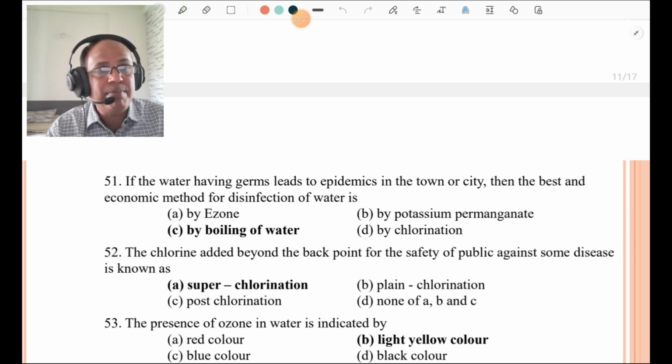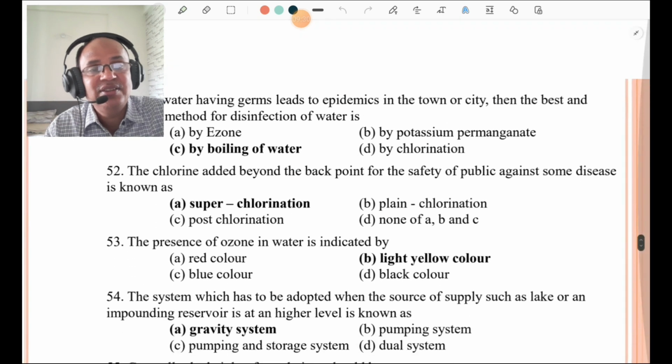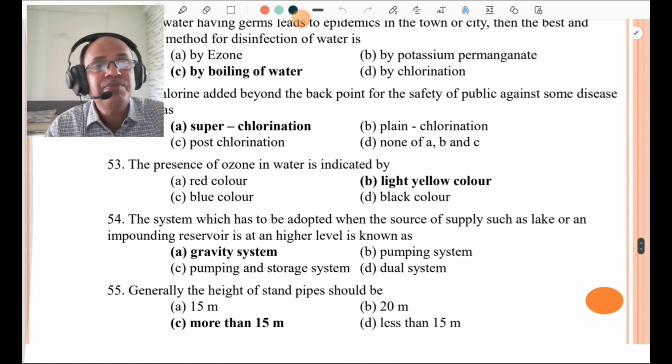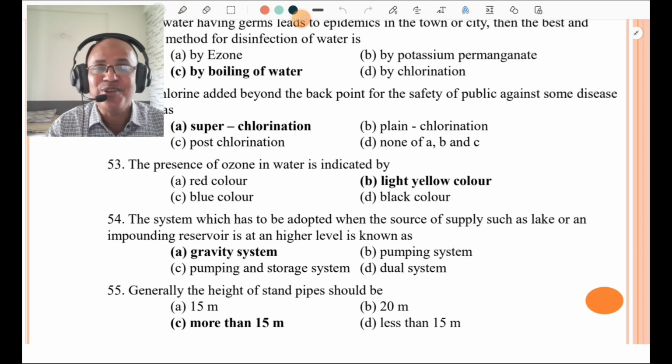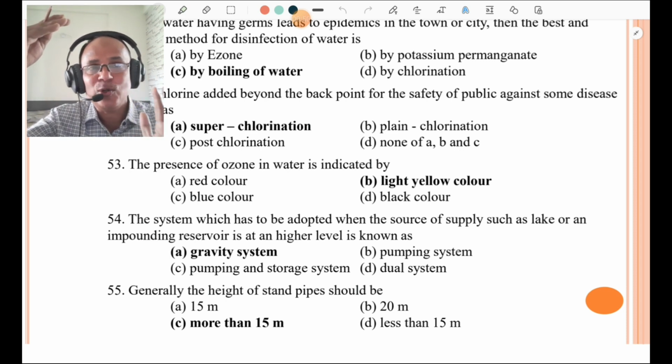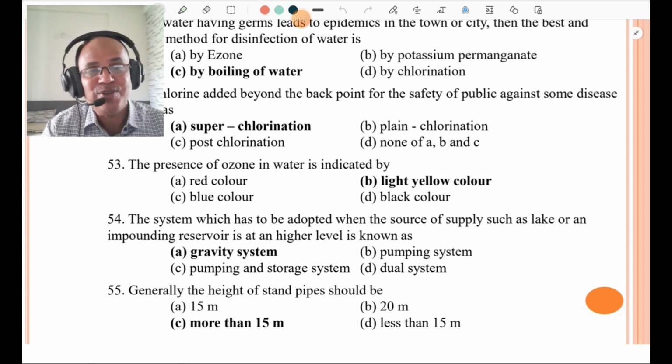The chlorine added beyond the break point for the safety of public against some disease is known as superchlorination. The presence of ozone in the water is indicated by light yellow color. Ozone is indicated by light yellow color. The system which has to be adopted when the source of supply such as lake or an impounding reservoir is at higher level is known as a gravity system. When the water source is located at higher level and town is located at lower level, that is the best situation, and we adopt the gravity system.